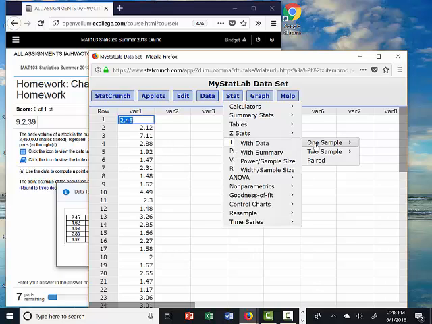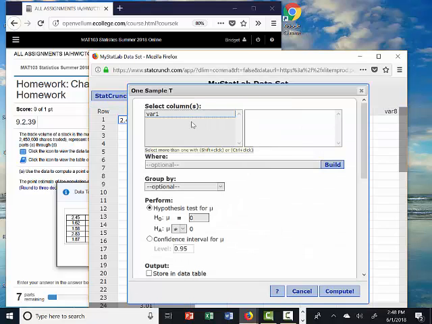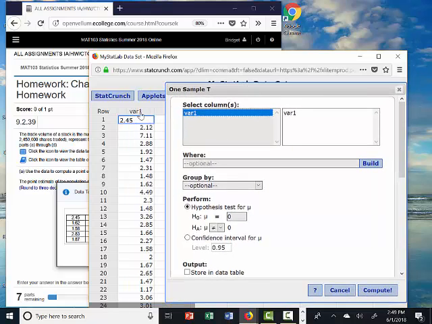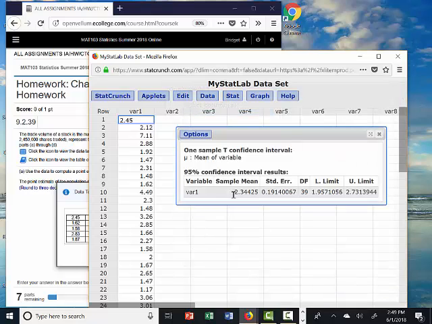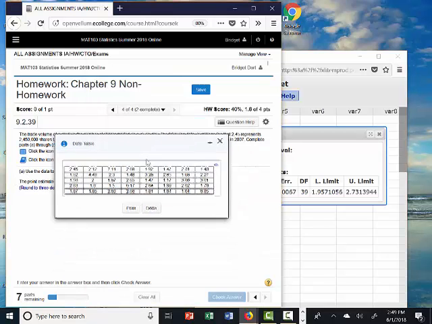So T Stats, one sample, now with data. We have all of the 40 data points. Variable 1, make sure you select your column, that's the heading for the data there. And you don't have to do any of this other stuff, just click on confidence interval for the mean. Again, I don't know what level of confidence they're going to ask me for, so I'm just going to leave it at the default and click compute, because right now all it's asking me for is the point estimate or the sample mean. So that's 2.344. So I'm going to go ahead and put that in.